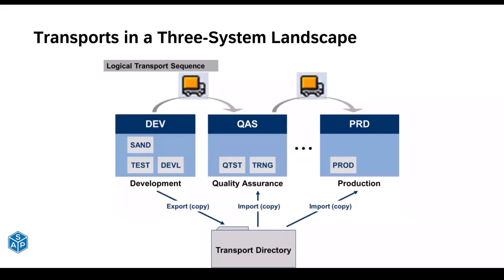It will create two files. That process is called export. So it will export and create two files: one is the core file and the other is the data file. It will create two files in your transport directory.